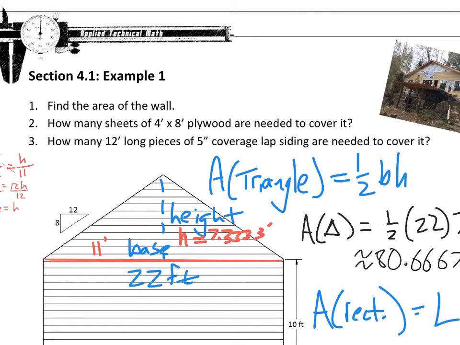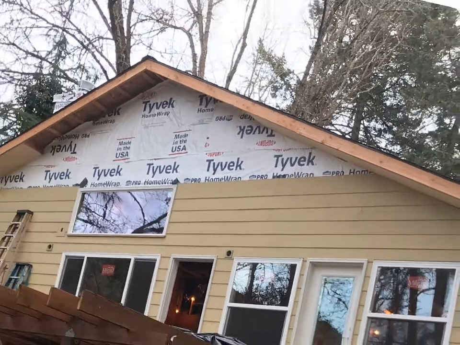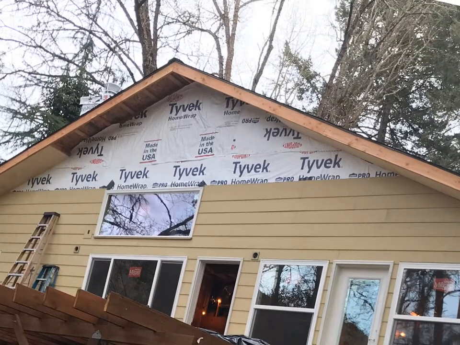All right. So now one more question is this. How many 12-foot long pieces of siding do we need if it has a 5-inch coverage lap siding? Okay, so what does that mean? Well, these boards here, and it's kind of fuzzy in that picture, especially when I zoom in, but these boards cover a certain amount. So what we're saying here is that this is 5 inches, sorry. The board itself might be bigger, but the coverage, what it shows, is 5.